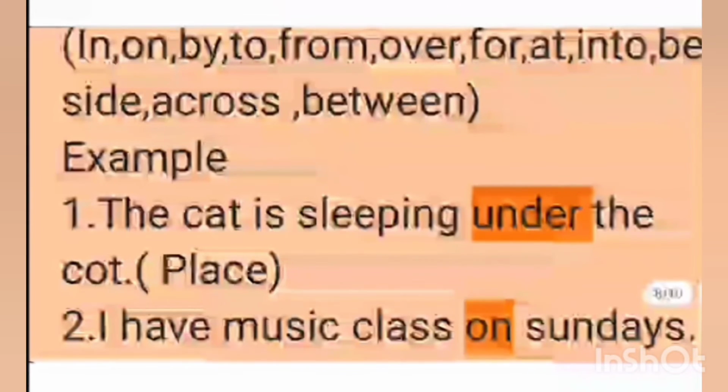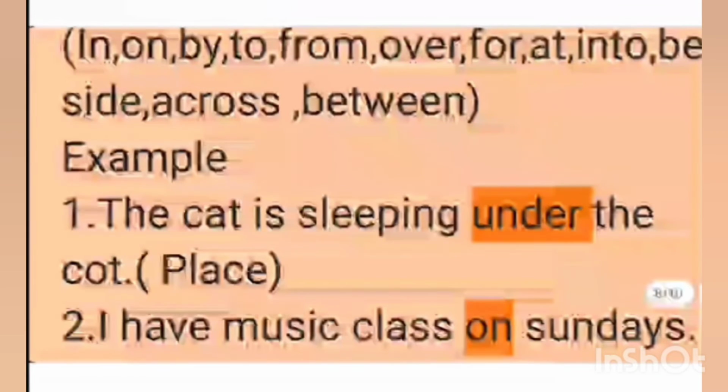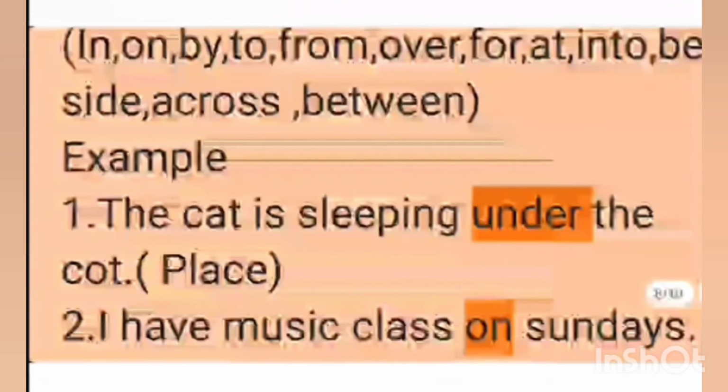We'll see an example. The cat is sleeping under the cot. In this sentence we know the nouns are cat and cot, and the verb is sleeping. Now how can we establish a relationship between the cat and the cot? It is sleeping, but where is it sleeping? Specifically it is sleeping under the cot. It can sleep over the cot, beside the cot or under the cot, right? But we are specifically mentioning that it is sleeping under the cot. So the word under is used as a preposition.